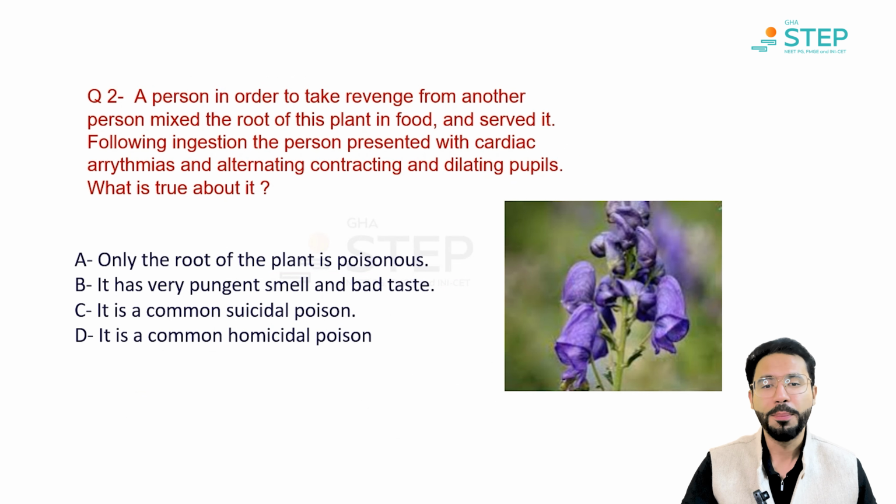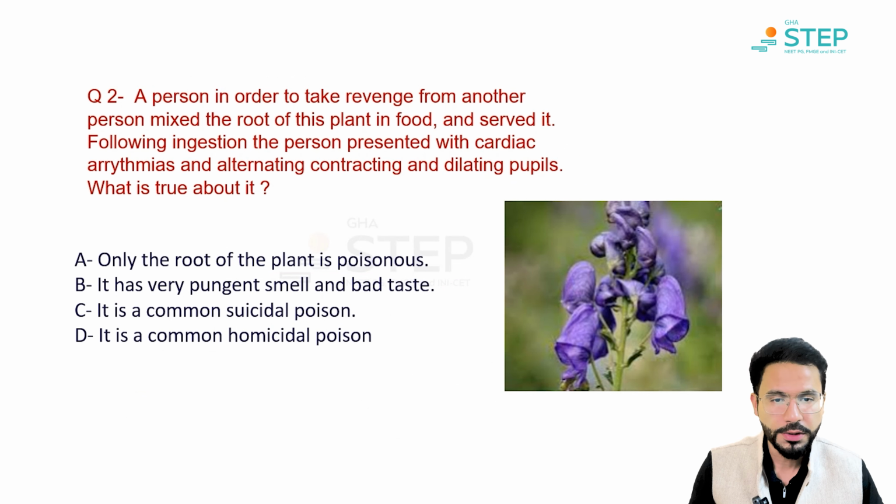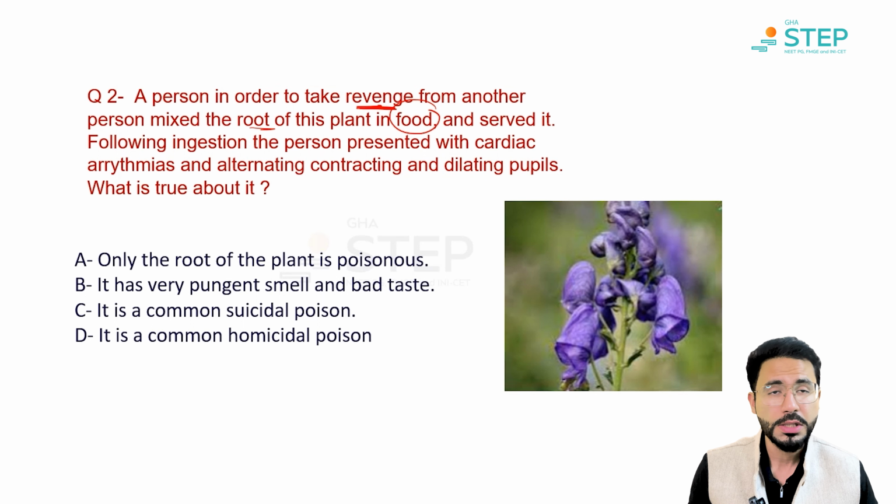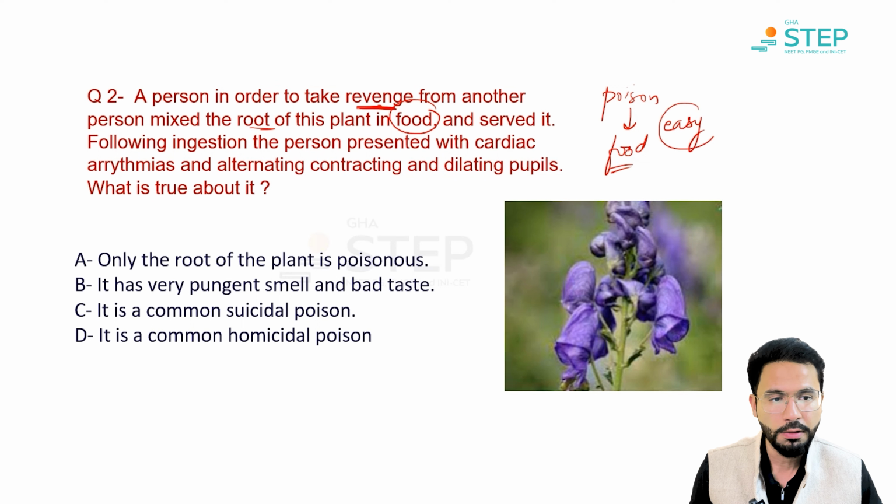Question number 2. A person, in order to take revenge from another person, remember the word revenge here, mixed the root of this plant in food and served it. Following ingestion, the person presented with cardiac arrhythmias and alternating contracting and dilating pupils. What is true about it? The key feature here is that the poison was mixed with food, something easy to give in food to take revenge. So this person put the root of this plant.